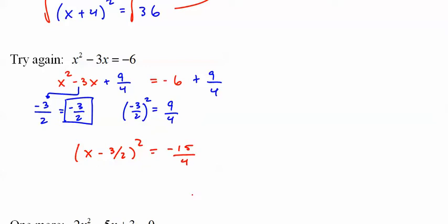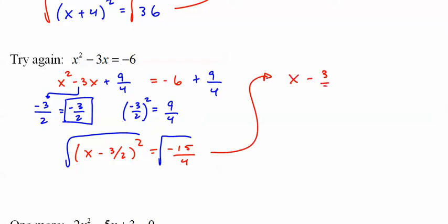Notice it's a negative, because when we take the square root, we got a problem. Can we take square root of a negative? Not in the real world. We'll have to go complex. X minus 3/2 equals, careful now, I for the negative, root 15 on top, 2 on the bottom. Don't forget your plus minus.